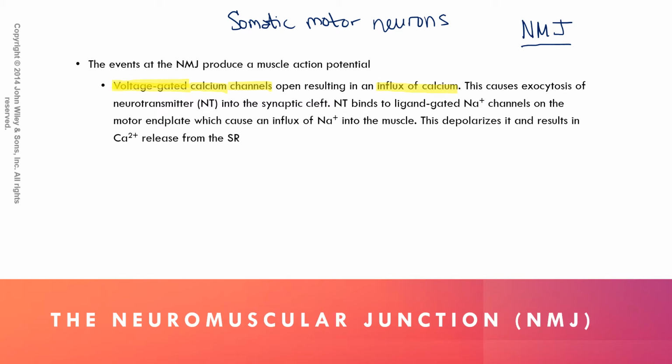And when we have that influx of calcium at the end of the axon of the neuron, it exocytoses a neurotransmitter into the cleft, or the space between the neuron and the muscle. These neurotransmitters will then bind to ligand-gated sodium channels. These are channels that open when a certain ion or molecule binds to them. Ions and molecules are otherwise known as ligands, so they're ligand-gated. And this causes that influx of sodium into the muscle itself.